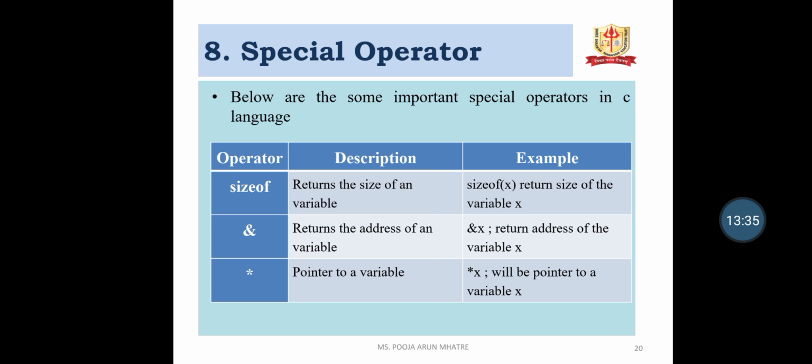Special operators. Below are some important special operators in C: sizeof operator, ampersand and star. The sizeof operator is written as the size of a variable, ampersand is written as the address of the variable, and star is a pointer to the variable.